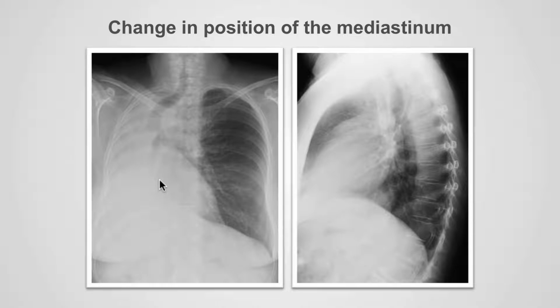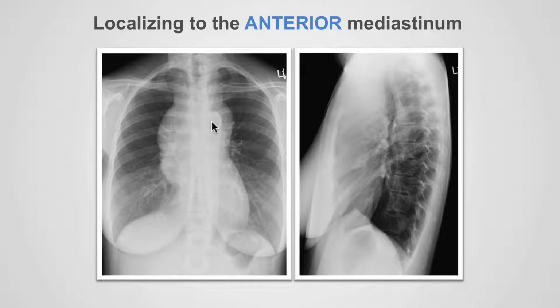Here we can identify a large mass that changes the contour of the mediastinum on the right and on the left side. On the lateral X-ray, we can confirm that the mass lies within the anterior mediastinum and is displacing the trachea mildly posteriorly. We can confirm that the mass lies within the anterior mediastinum because we can clearly see the aortic arch and descending aorta, which would not be visible if the mass was abutting the aorta within the middle mediastinum.